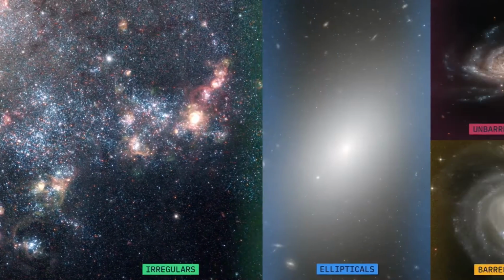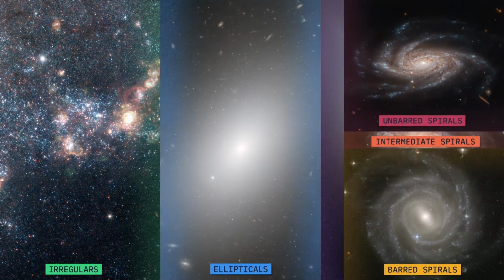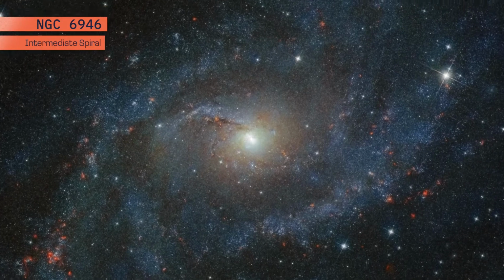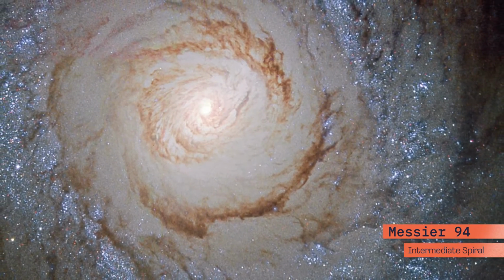Astronomers have expanded Edwin Hubble's basic tuning fork diagram to include galaxies that fall between his three categories. Intermediate spiral galaxies sit between unbarred and barred spirals, and have a small bar.